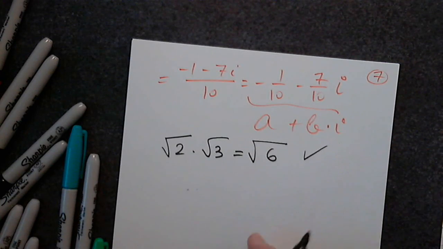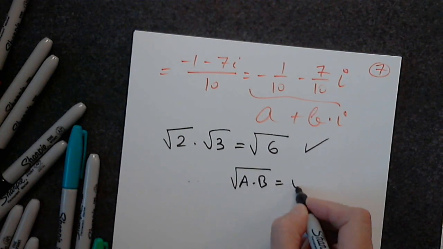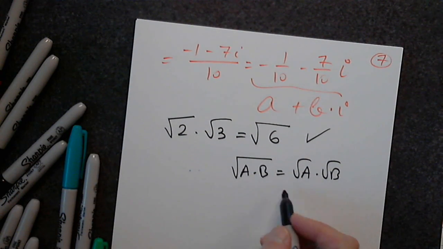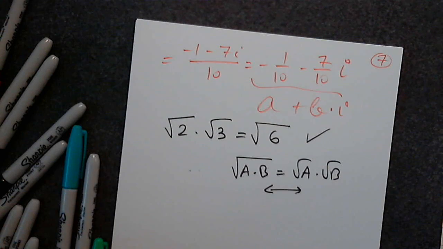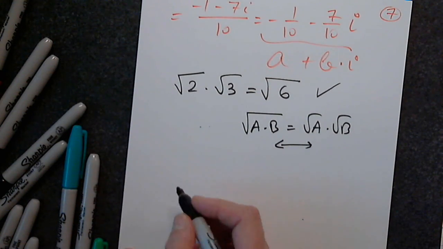Absolutely yes, this is mandatory, it's possible, because the square root of A times B is the square root of A times the square root of B. So we can go backwards and forward. If I have this, I can write this. If I have this, I can write that. However, this is not allowed with complex numbers.